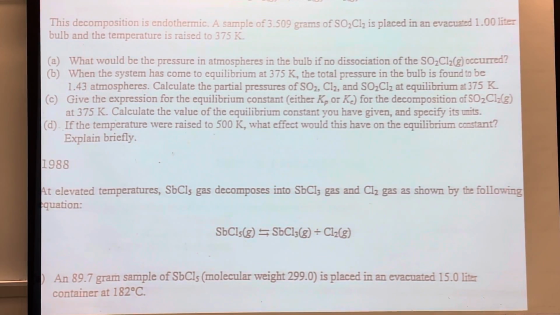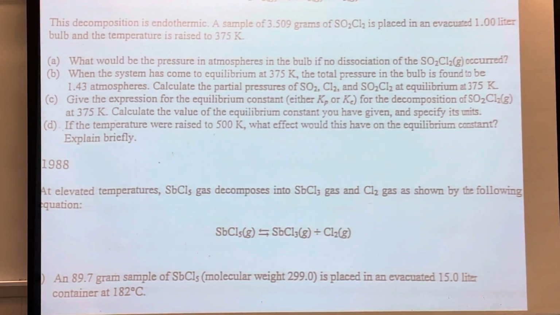So we have SO2, Cl2 going to, what is it, SO2 plus Cl2. Yes. So is this a homogeneous or heterogeneous equilibrium? Homogeneous, all the same state. Okay? The decomposition is endothermic.